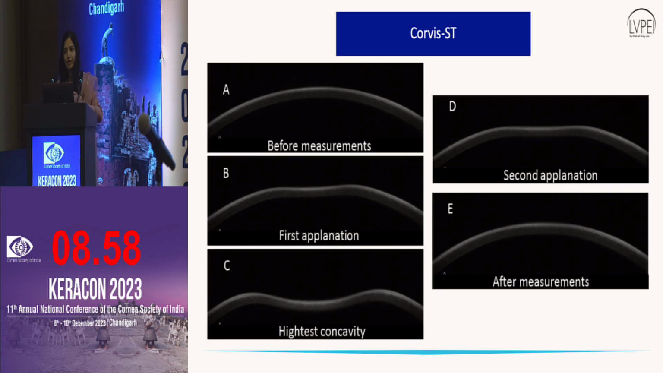So these are the various phases that it measures. First is before any collimated air pulse is shown, that is the A, before measurement. Then once the cornea starts to go down, it measures the first applanation length. Then once the cornea goes in, there is a point at highest concavity where the cornea stays for a bit and then tries to recoil back when the second applanation, the D phase, is measured. And last is E, where after measurements it is coming back to its pre-measurement values.